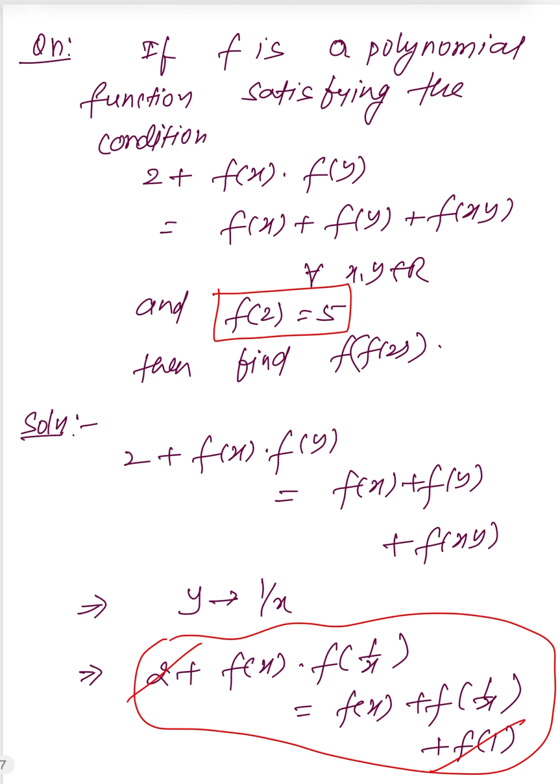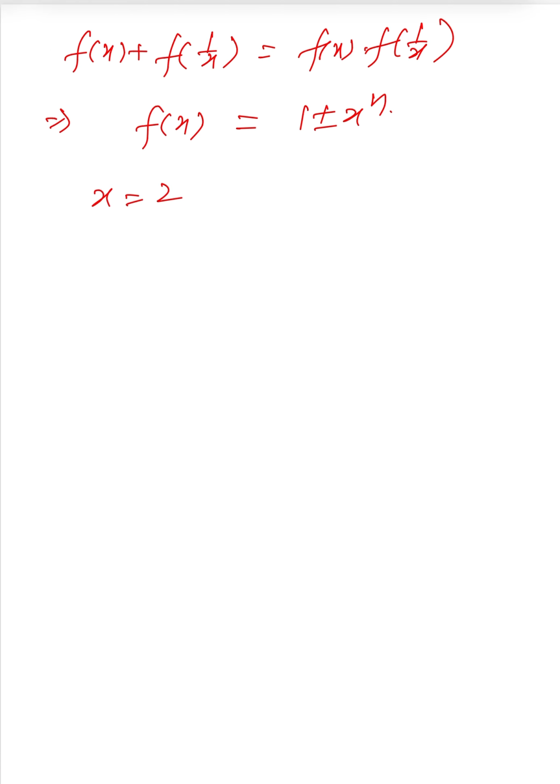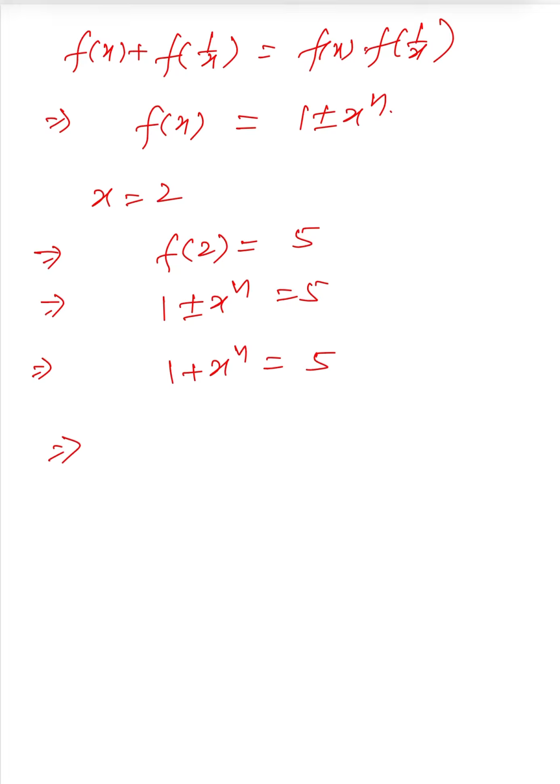With the given result, this f of 2 is 5. So when you put x equal to 2, you will get f of 2 is equal to 5, or we can say 1 plus minus x to the power n is equal to 5. So from here we need to take the plus sign only so that the function is defined. So from here, after comparing, we can say that x to the power n is 4.